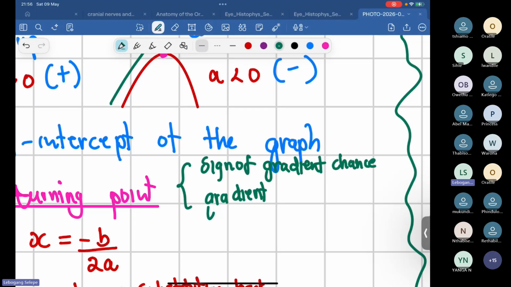Because the examiner can ask you to calculate the coordinates of the turning point using this terminology. The examiner can say, calculate the coordinates of the point where the graph of f, the gradient of f is 0. So you know that the gradient of f is 0 at the turning point. Basically what they are saying is calculate the coordinates of the turning point. That's why I need you to know this.